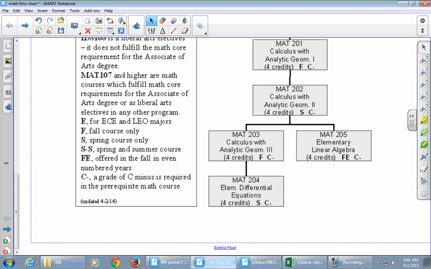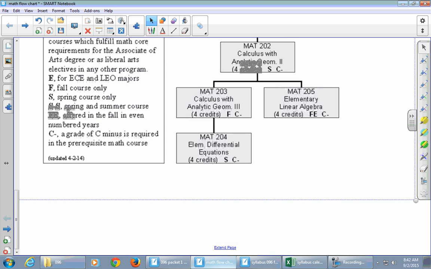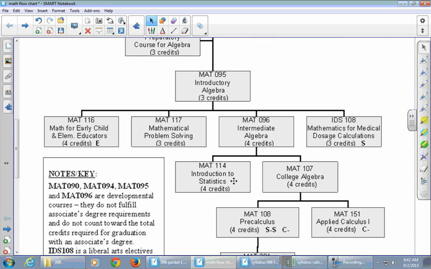Oh, that didn't work. Let's try it again. Okay, we'll figure that out in a little bit. Okay, we're just going to point.